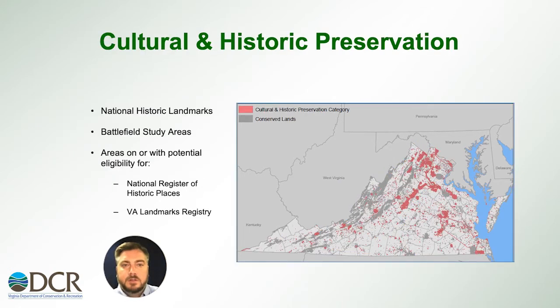The Cultural and Historic Preservation category includes lands identified by the Department of Historic Resources as unprotected national historic landmarks, Priority 1 Class A battlefield study areas, the most intact and threatened battlefields according to the American Battlefield Protection Program, and areas on or with potential eligibility for the National Register of Historic Places or the Virginia Landmarks Registry.